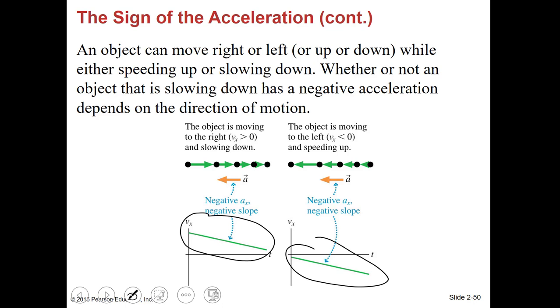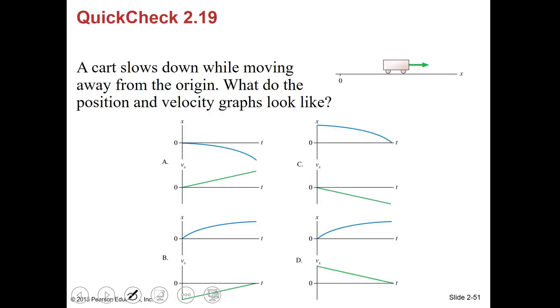Okay, and you can see that also from these motion ways of looking at it. Okay, excellent. So here's a little test we could take a look at. A cart slows down while moving away from the origin. So the cart is on the x-axis, moving away from the origin, and it's slowing down. So the velocity is positive, but becoming less and less positive. And we want to know what do the graphs look like.